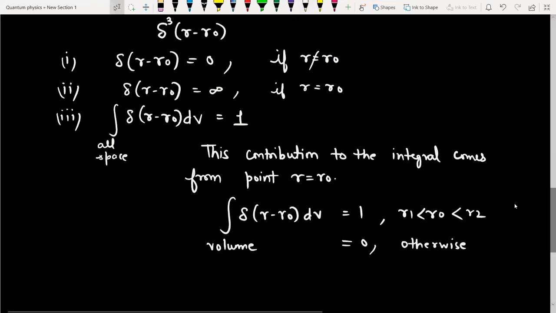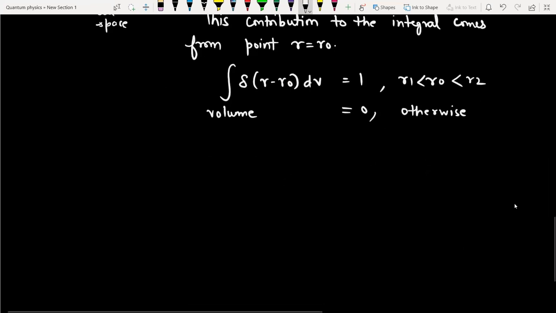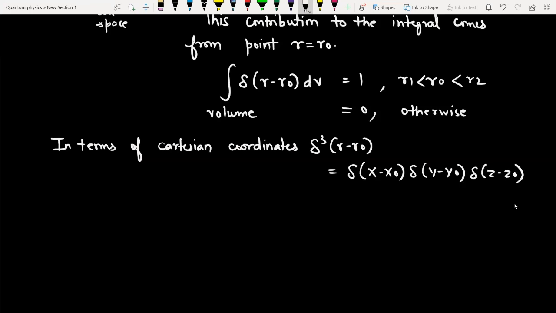Okay, now you can represent this Dirac function in 3D in terms of Cartesian coordinates. You can represent this Dirac function del cube of r minus r naught as del of x minus x naught, del of y minus y naught, del of z minus z naught.